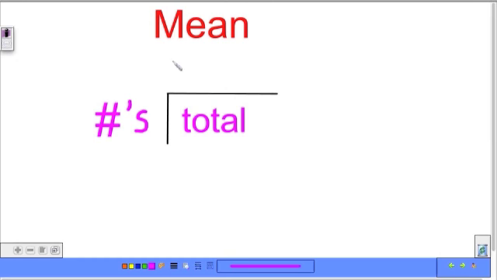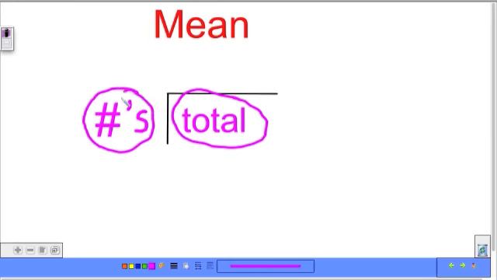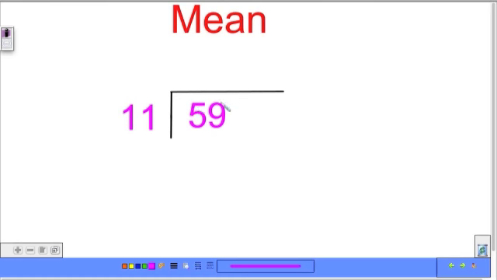So now, to find the mean, we have to take the total of all those numbers that we added together and divide it by how many numbers there were. So that's a division problem. If we take 59, which is our total, and divide it by 11, which is how many numbers are in our data set, that'll tell us our mean or average. 11 can't go into 5, but 11 can go into 59 5 times. 5 times 11 is 55.